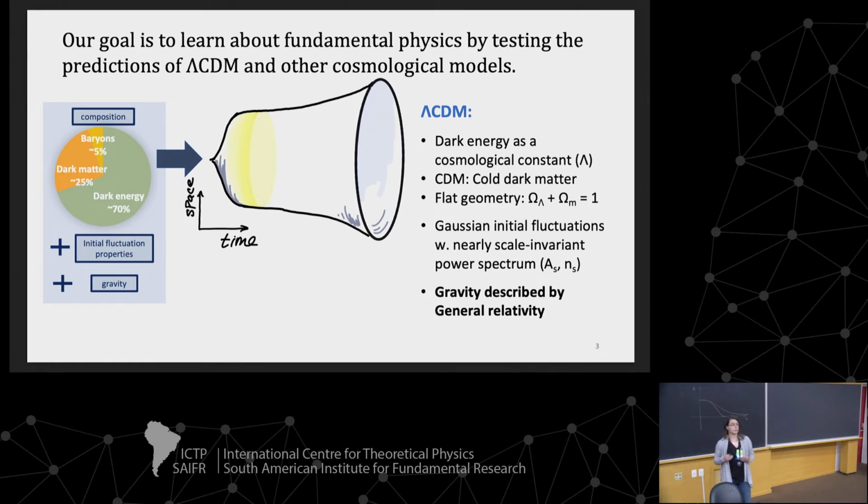The other ingredients include this description of the composition of the universe being made up of dark energy and dark matter, cold dark matter, cosmological constant dark energy being part of lambda CDM. This often implies flat geometry and some specific properties of initial perturbations from, for example, a theory of inflation.